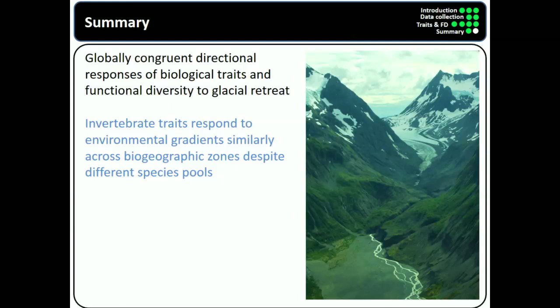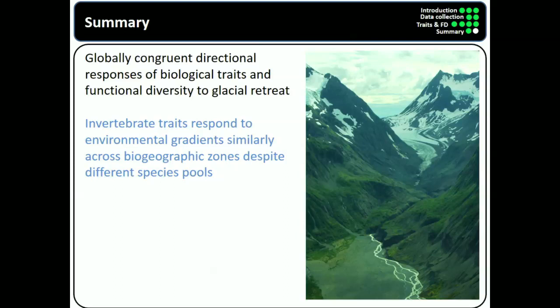So just to summarise what we've found so far, there are these globally congruent directional responses of traits and functional diversity to glacial retreat. It's predominantly for functional richness and dispersion. Evenness and divergence are not showing us any response, interestingly, so we're still trying to work out why this is. The traits respond to environmental gradients similarly across these biogeographic zones, despite them having quite different species pools and different pools of genera, even when you scale up.